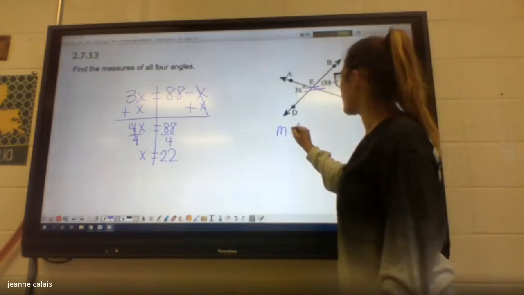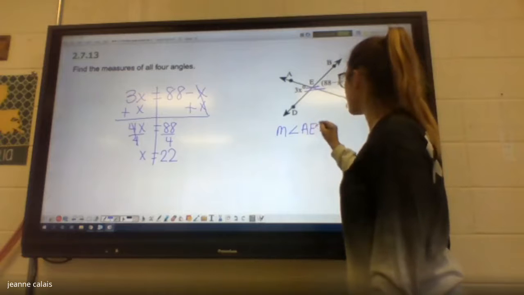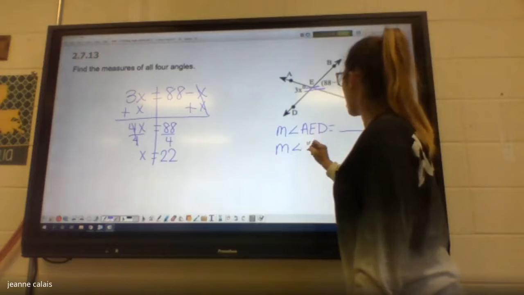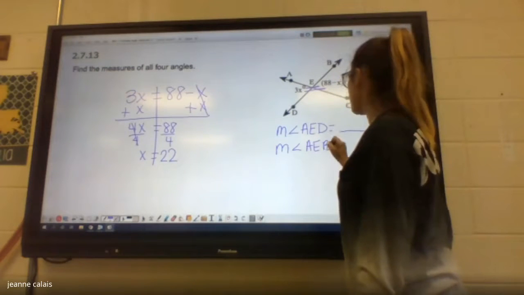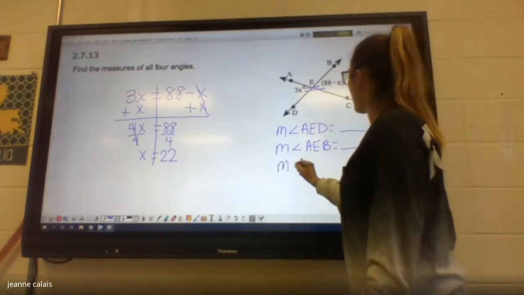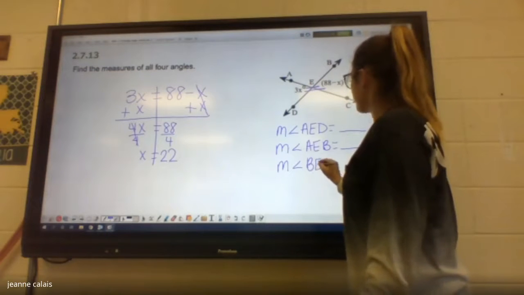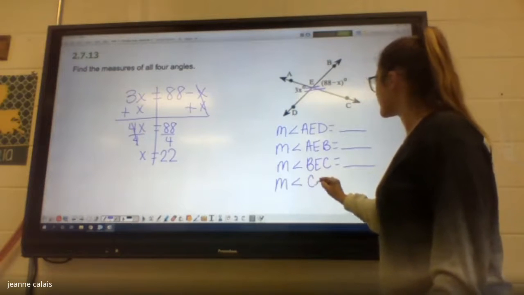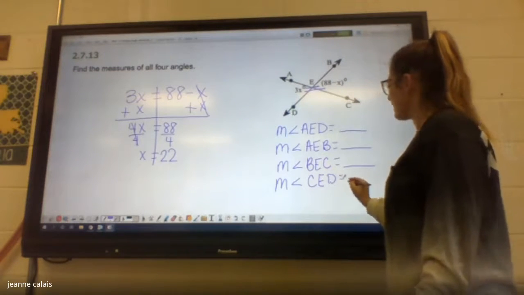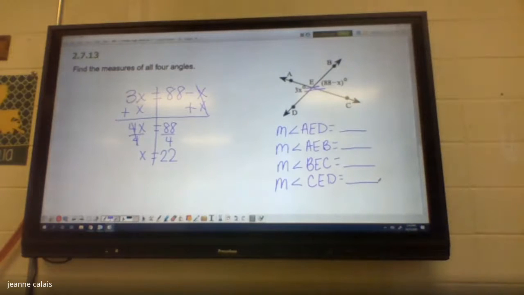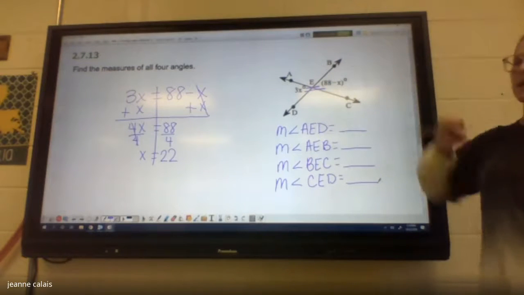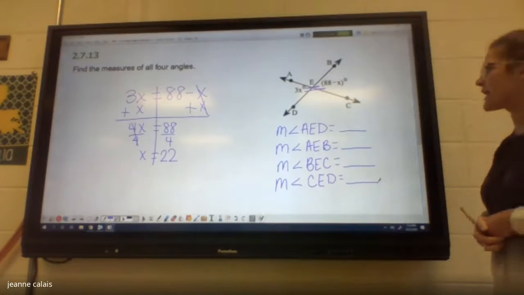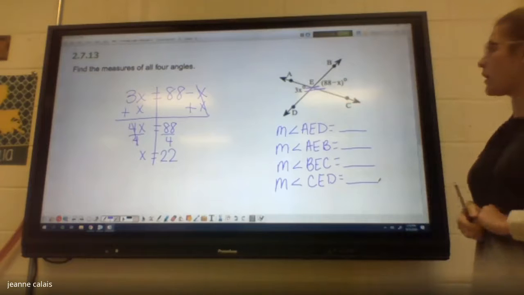So the measure of angle AED, the measure of angle AEB, and the measure of angle CED. All right, so all four. Since 3x and 88 minus x are the same angle, pick whichever expression you feel is the easiest one to plug into.